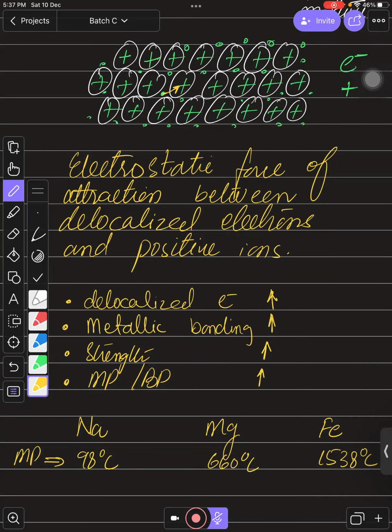Once the number of electrons increases, definitely the charge in the nucleus will increase. The number of delocalized electrons, the sea of delocalized electrons will be bigger, and then definitely the metallic bonding will be bigger, then the strength will be bigger, and then the melting and boiling points will be bigger.